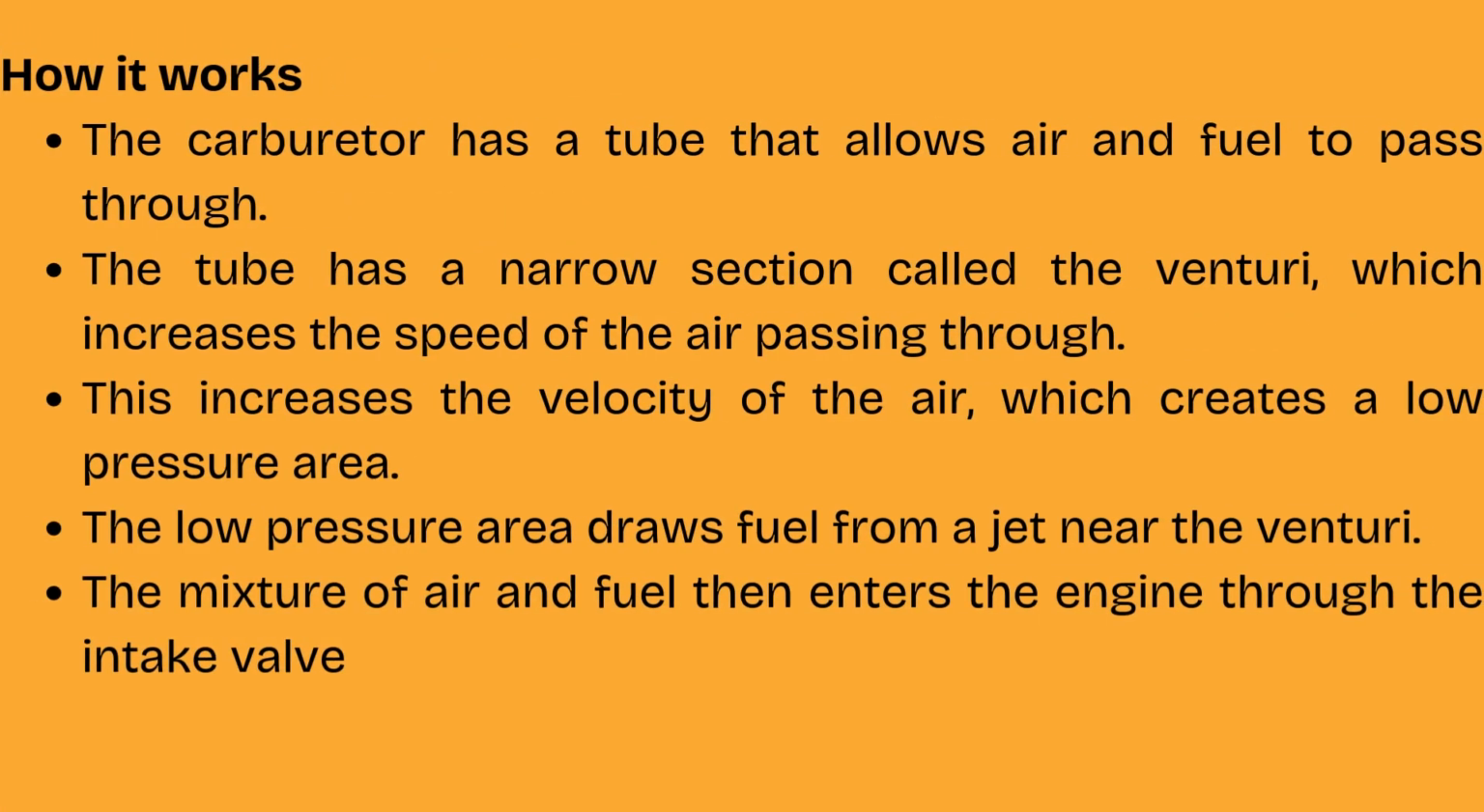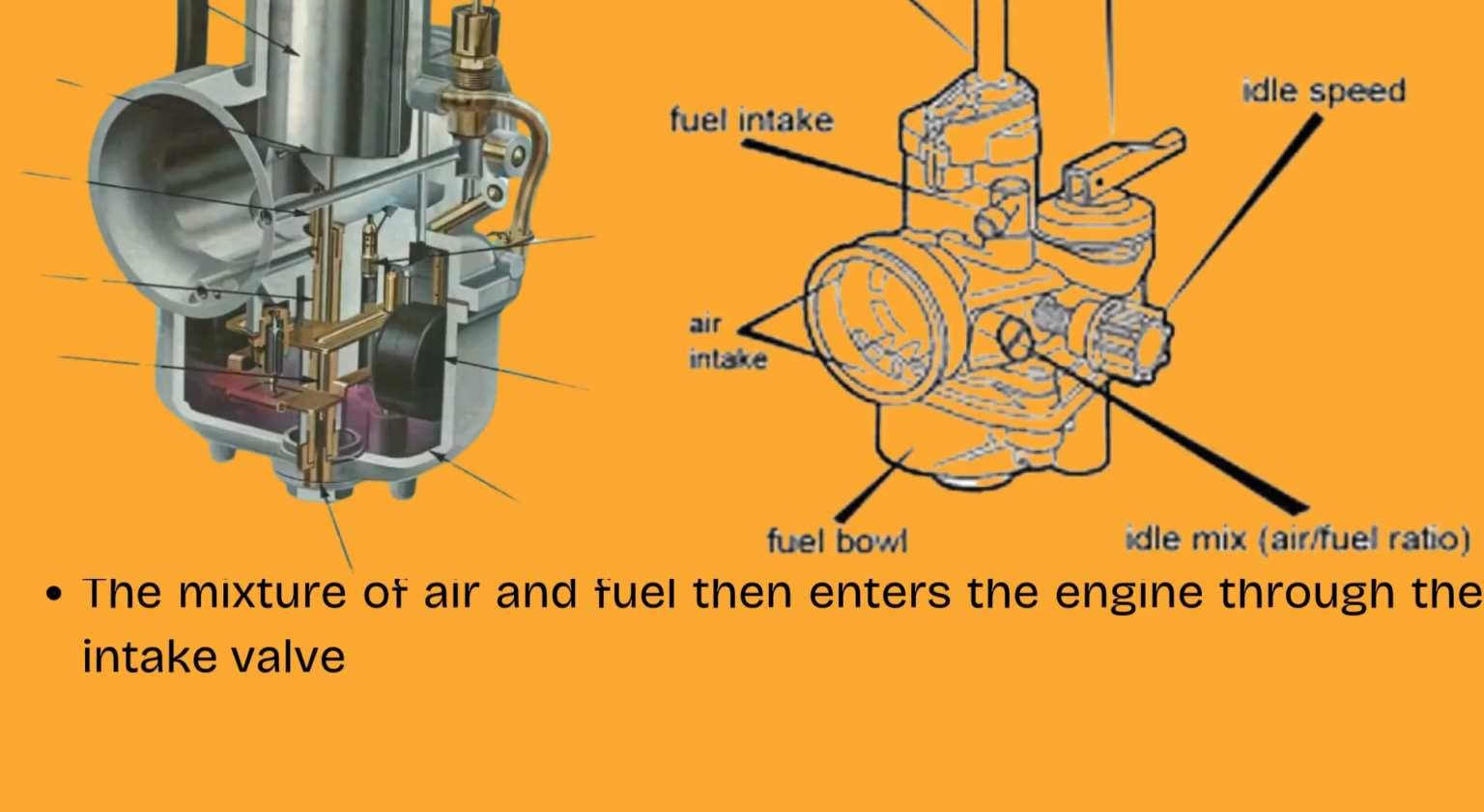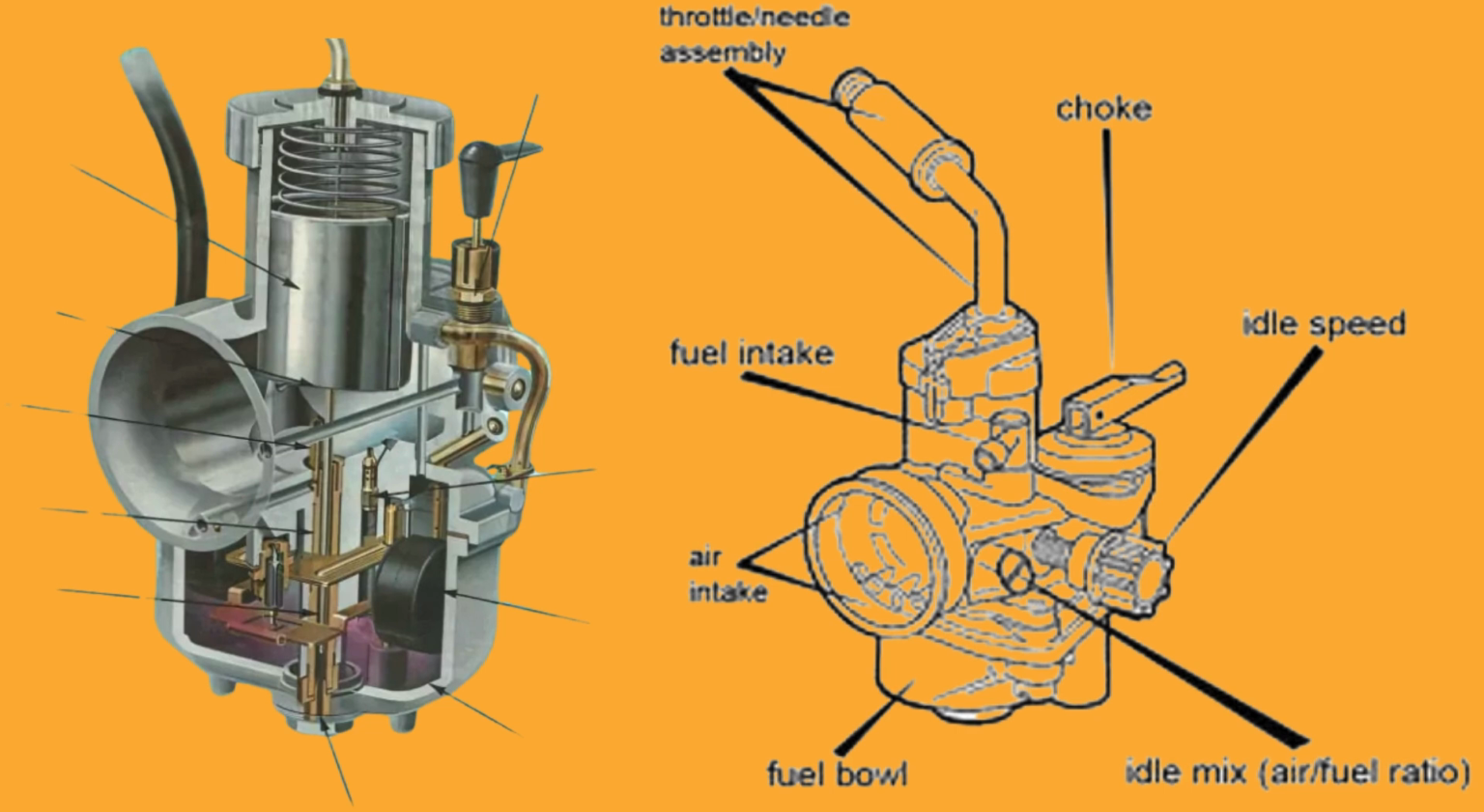How it works. The carburetor has a tube that allows air and fuel to pass through. The tube has a narrow section, called the Venturi, which increases the speed of the air passing through. This increases the velocity of the air, which creates a low-pressure area. The low-pressure area draws fuel from a jet near the Venturi. The mixture of air and fuel then enters the engine through the intake valve.